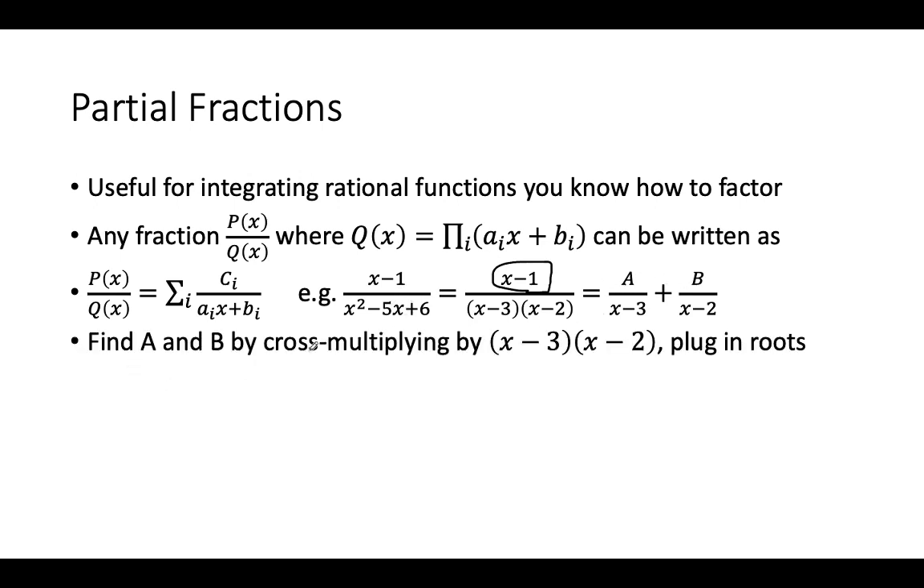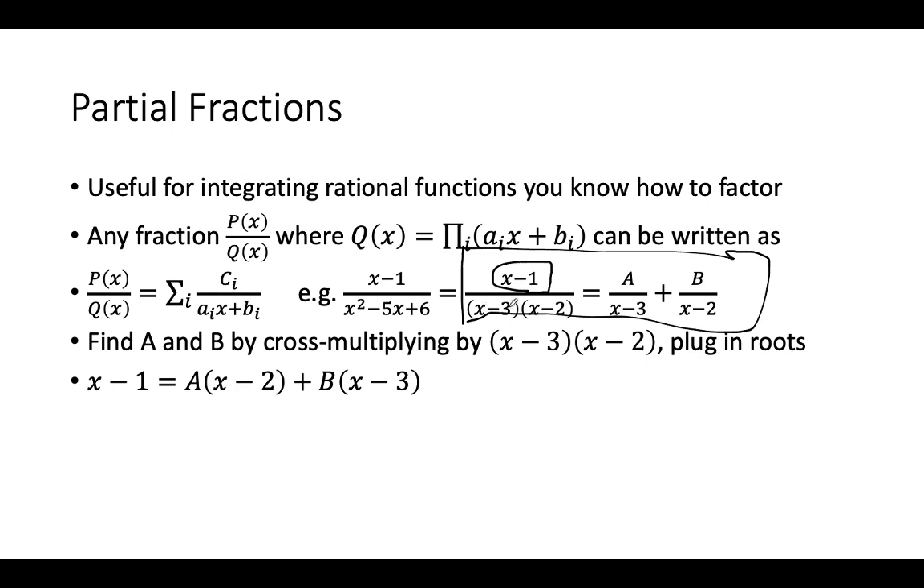And the way you do it is by cross multiplying by x minus 3, x minus 2. And then you plug in the roots. Let me show you what I mean. So we have this expression, x minus 1 over this equals a over this plus b over this. So we multiply everything through by this product. And then what we get is x minus 1, because these things canceled, equals a times x minus 2, because x minus 3 canceled, plus b times x minus 3.